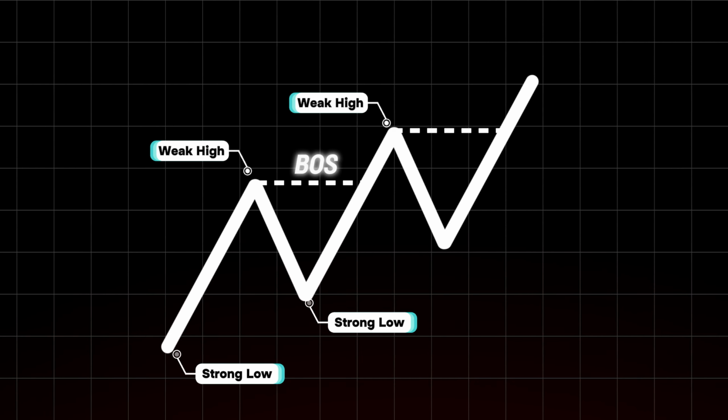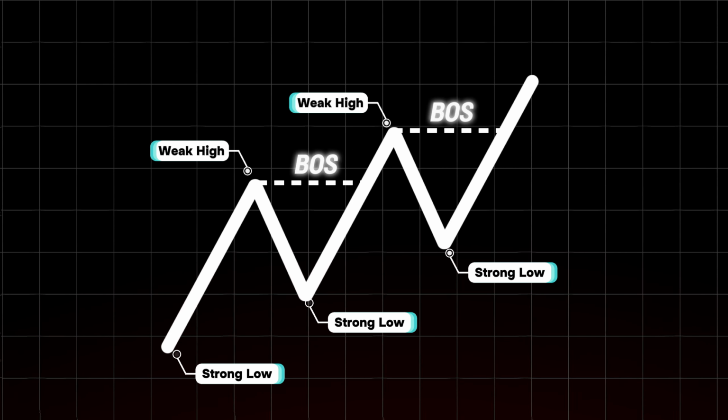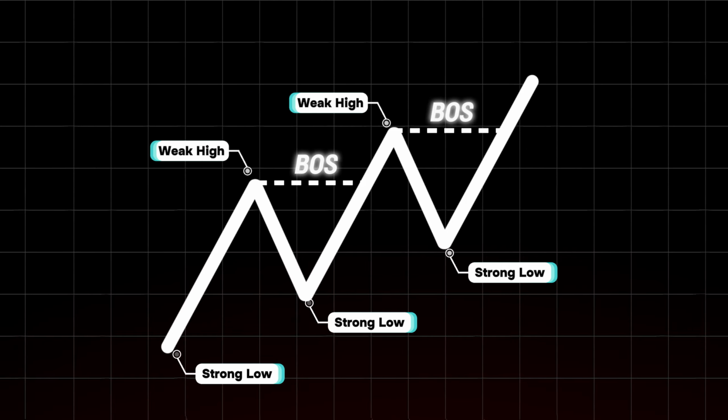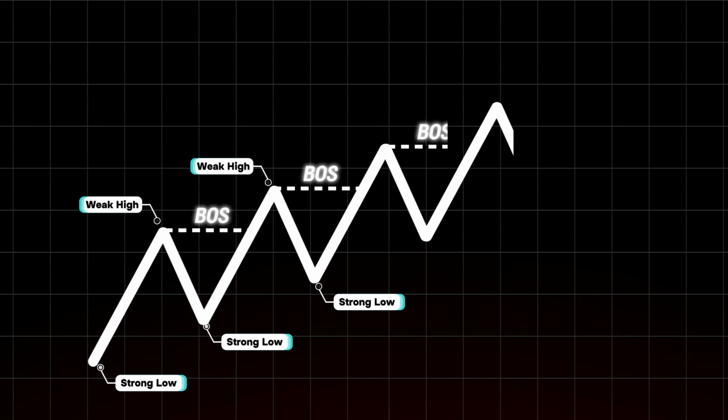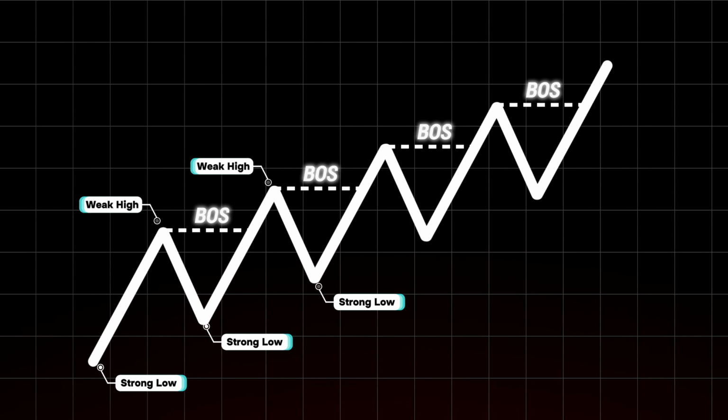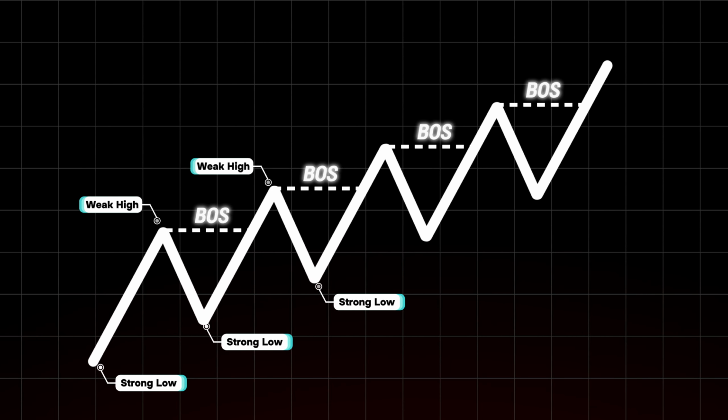Once this weak high is broken, a new strong low is established, reinforcing the bullish trend. The cycle continues as the market respects strong lows while invalidating weak highs, confirming the uptrend strength. Let's move on to the bearish scenario.